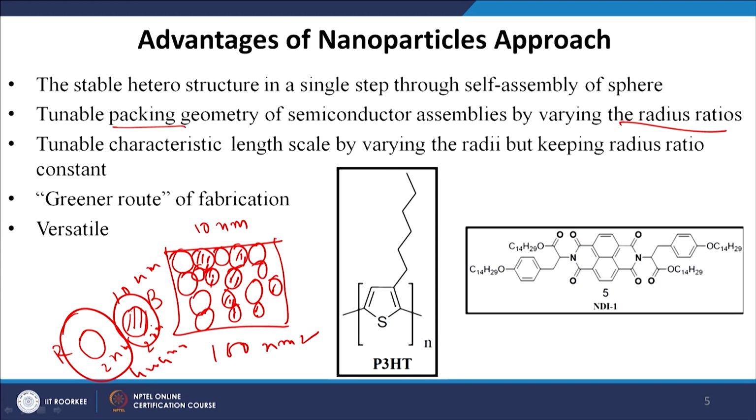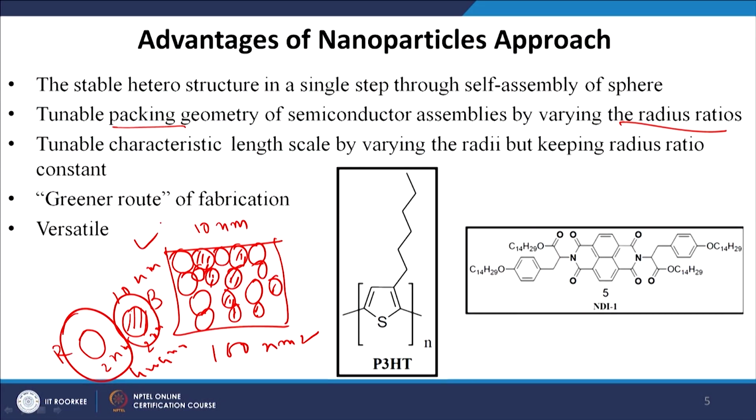So, these are some of the advantages we have learned from the inorganic self assembly of nanoparticles. Now, all this translates to organic nanoparticle self assembly also. Here also, if we make a donor nanoparticle and an acceptor nanoparticle, we can self assemble them, and we can change the diameter or the radius ratio of the two different spheres, we can change their packing geometry, we can change their characteristic length scale.